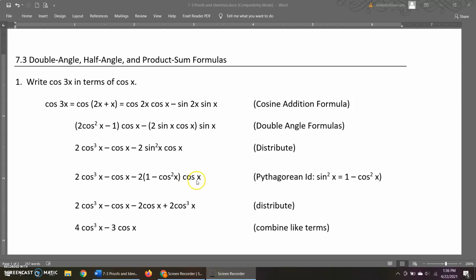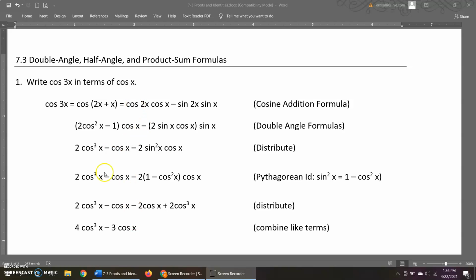Now we're going to distribute this cosine in and this 2 in. So it's 2 distributive properties, one from this side and one from that side, to get this 2 cosine x plus 2 cosine cubed x. Now I'm just going to combine like terms. 2 cosine cubed plus 2 cosine cubed is 4 cosine cubed. Negative cosine x minus 2 cosine x is negative 3 cosine x. So this is my final answer for this.